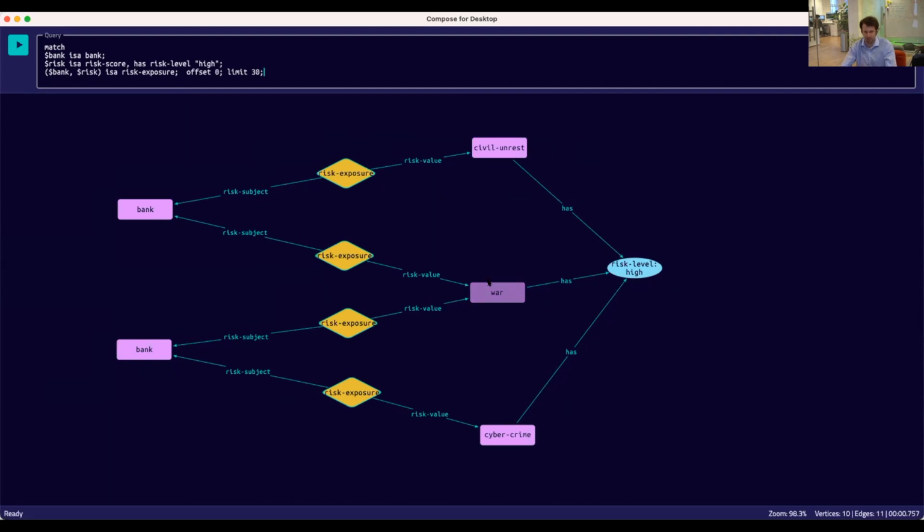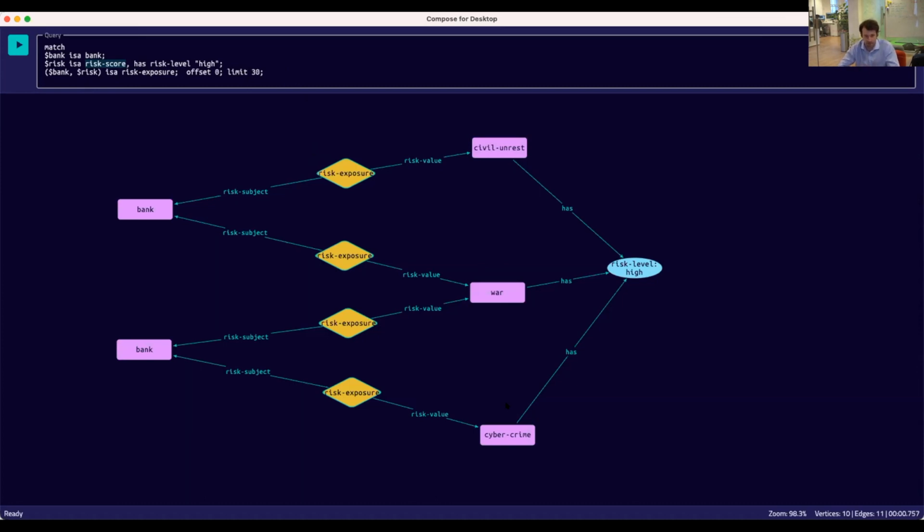Now, the beauty of this is that there's two types of inferencing going on here. There's type inferencing, and the second is rule-based inferencing. But I first want to focus on the type inferencing, because this is something so subtle, but something so powerful when it comes to simplifying or creating an abstraction of the query. We're asking for an entity type risk score, but the types that we're getting back are civil unrest, war, and cybercrime. And while we didn't explicitly ask for those subtypes, we're still getting them.